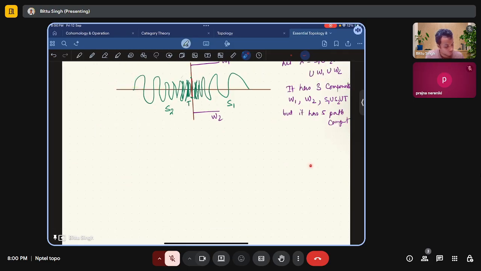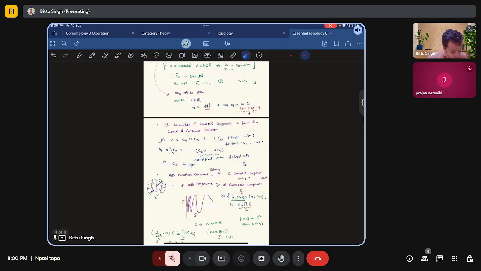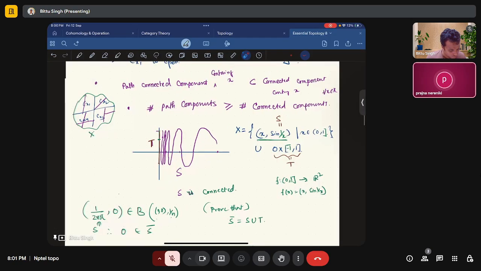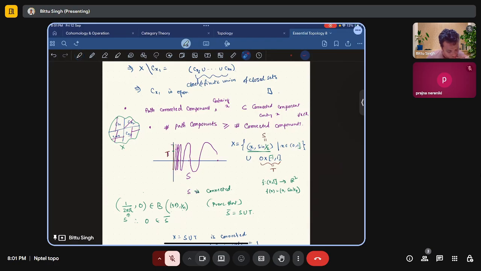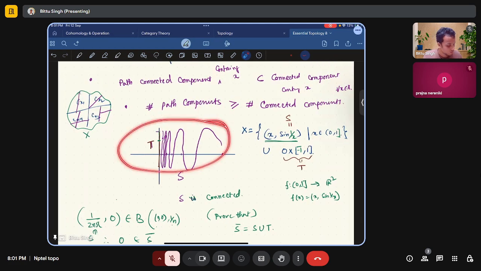Okay, so let me stop here. Up to this, is there any question? No, sir. Okay, so that topological sine curve example you should always remember, because this is very important. You can create lots of counterexamples using this.